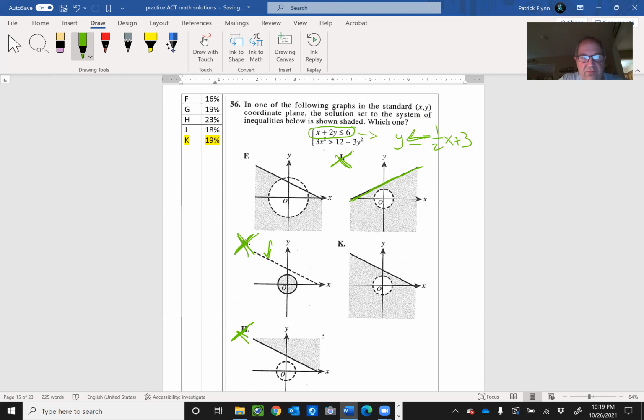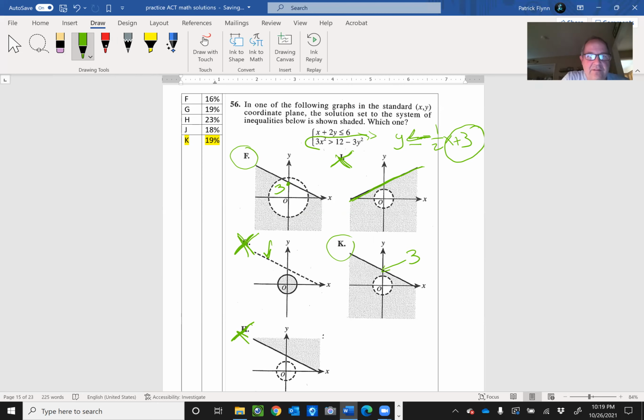And now our question becomes, is it F or is it K? Both of those have shading outside of the circles and below the line. Well, the y-intercept is a 3, right? So if I think about this one, that's at a 3, and this point here is at a 3. So the question is, is 3 inside the circle or outside the circle?